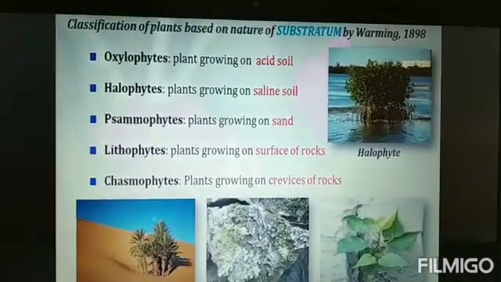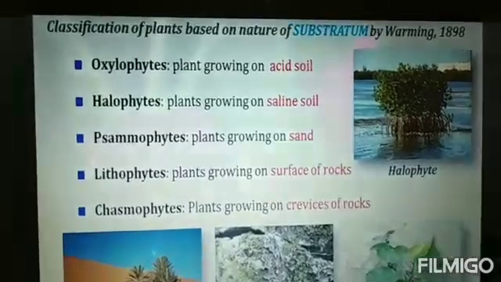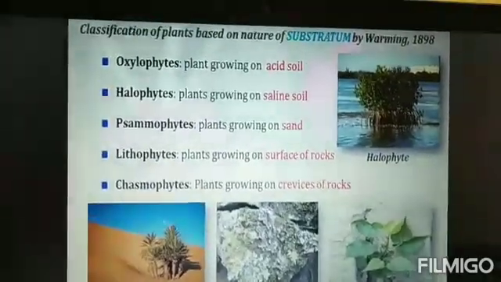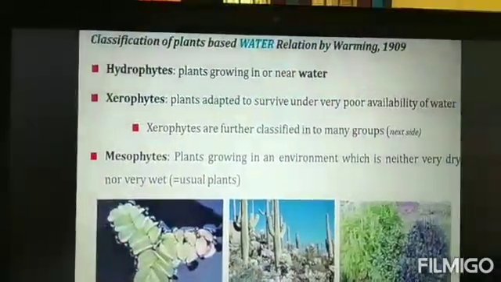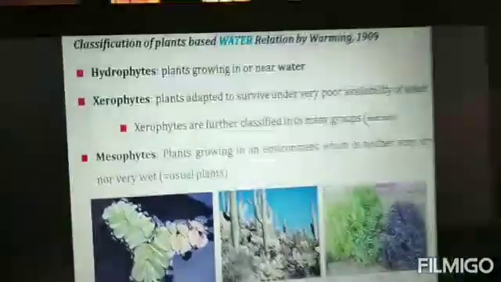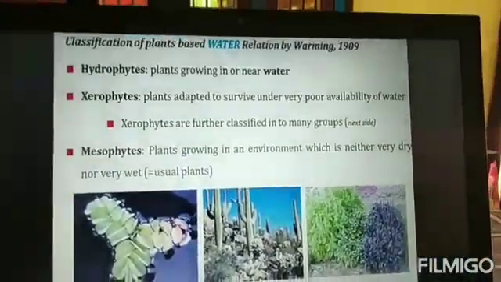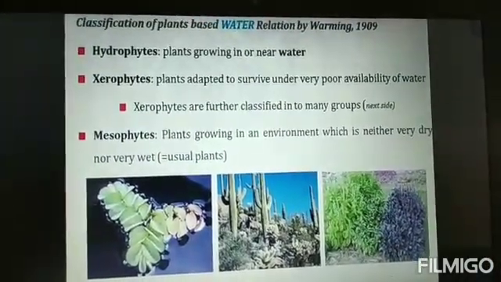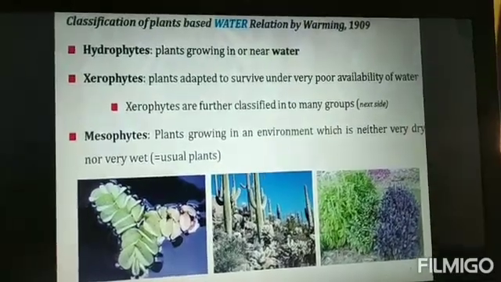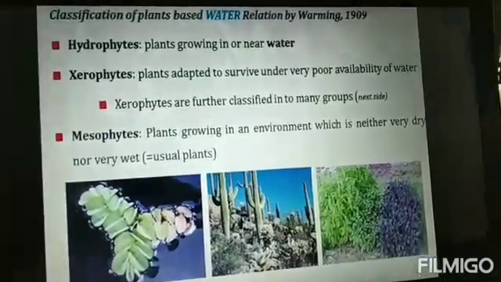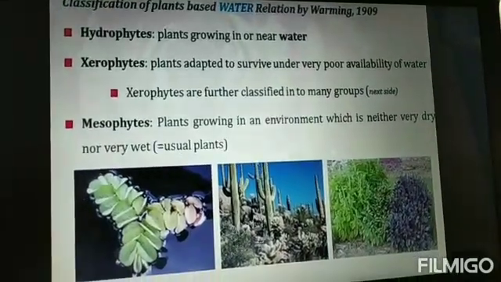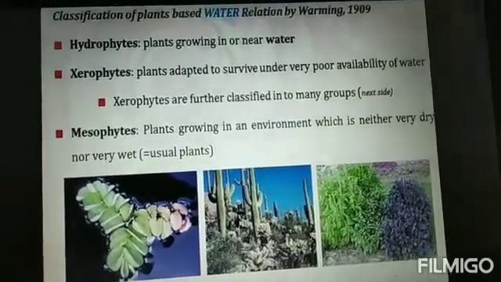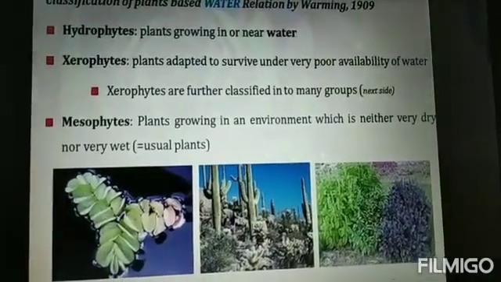Going to the classification of plants based on adaptation, some plants are called oxylophytes, some halophytes, psammophytes, etc. Generally, based on the availability of water, plants are classified into different types. One is hydrophytes, the plants which grow in water or near water. The second category is xerophytes, plants adapted to survive under scarcity of water.